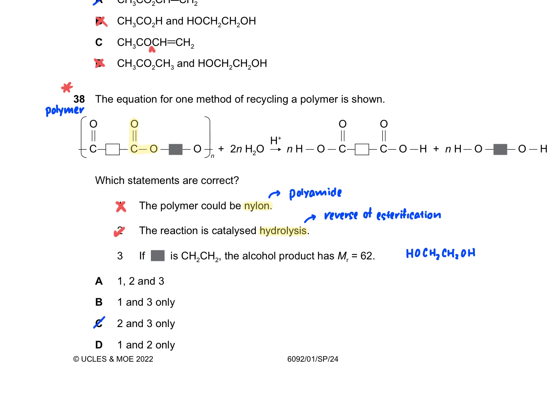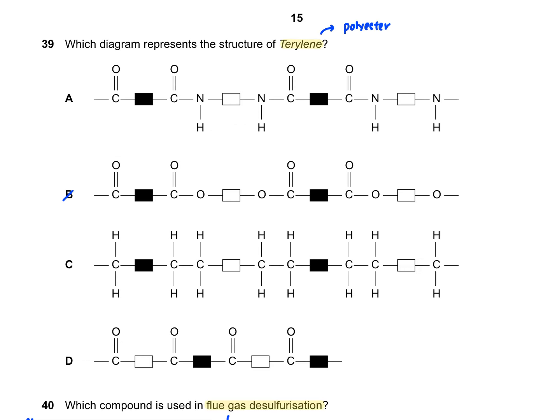For statement 3, if the square is CH2, then the product has a molecular mass of 62. So if the square is CH2, yes, it's ethane-1,2-diol or your ethylene glycol. And then if you were to sum up the atomic masses, we do get a molecular mass of 62.